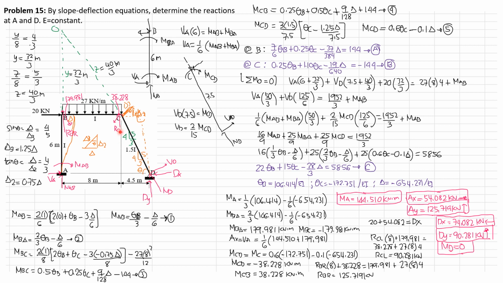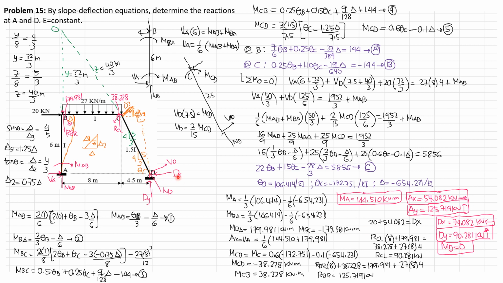So summation of moment about B equals 0 considering BC, R_C left times 8 plus 179.981 equals 38.228 plus moment of the load 27 times 8 times 4. So our R_C left is 90.281. Transmit and draw the free body diagram over here. So we have vertical, this is also vertical. So D_Y is equal to 90.281 kilonewtons upward. And of course, moment D, or moment DC, is 0.